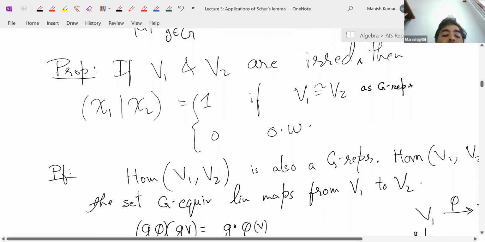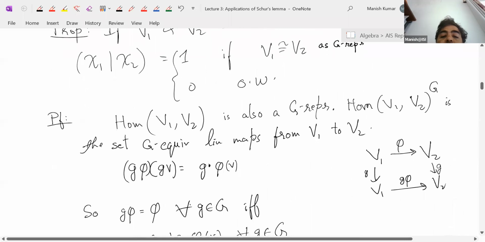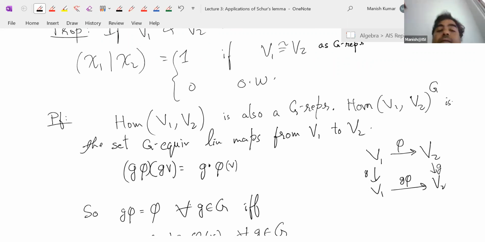Remember, if V1 and V2 are representations, Hom(V1, V2) is also a G representation. We saw that both in the lecture and in the tutorial session. If we look at those maps which are fixed by G, this is precisely the set of G-equivariant linear maps from V1 to V2. So why is that? First of all, what is the action of G on Hom(V1, V2)?